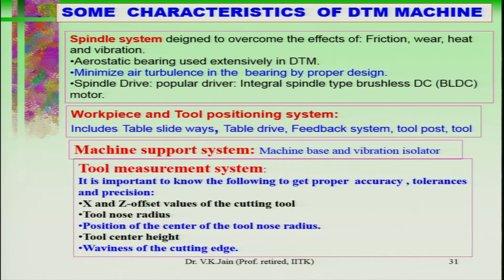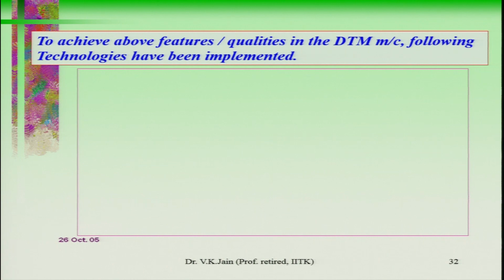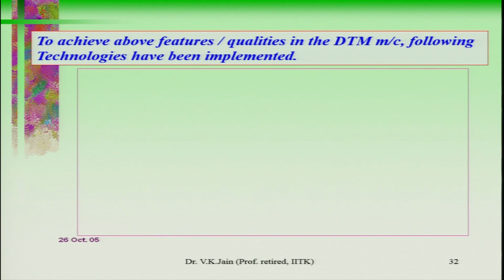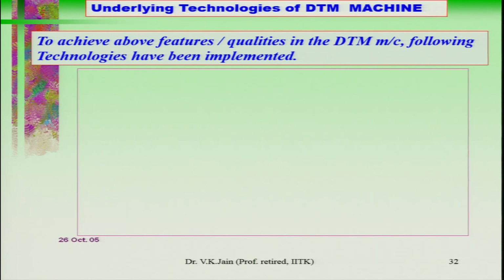Tool center height is another parameter which affects the overall performance, and waviness of the cutting edge, that also we have already discussed. To achieve above features or qualities in the DTM machine, following technologies have been implemented by the manufacturer, because all these characteristics that are shown over here that you achieve, you need certain technologies, certain devices, so that they can control all these things. So, for that purpose, following technologies have been implemented by the DTM machine manufacturer.